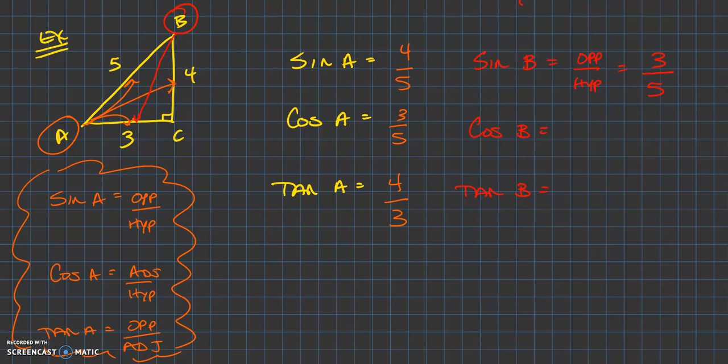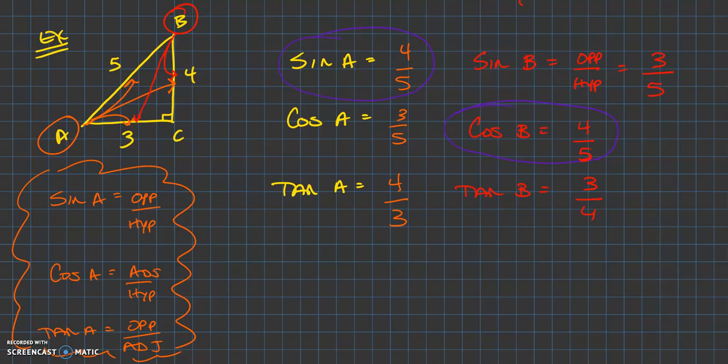Now, what about the cosine of B? Well, the adjacent to B is 4, so the cosine of B is going to be 4/5. The tangent of B is opposite over adjacent, or 3/4. Now look what happened. The sine of A is equal to 4/5, and the cosine of B is 4/5. The sine of A is equal to the cosine of B.